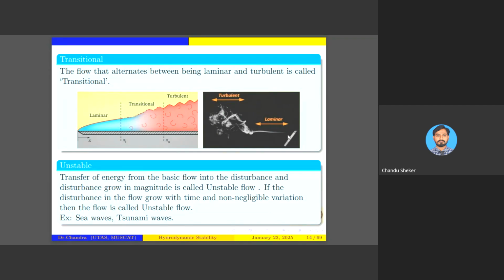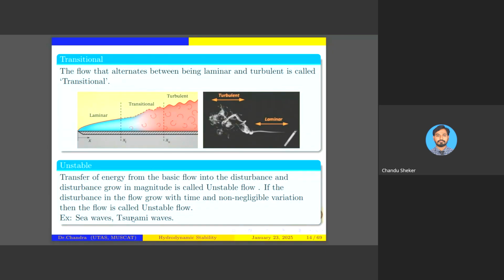Now we can take an example here. The smoke which comes from a cigar instantly goes in one direction only. So this is laminar, and after some time it will split into different directions. So from the laminar to the turbulent, the flow in between these two is called transitional. Okay. Now unstable. What is unstable? In unstable flow, energy transfers from the basic flow into the disturbance, and the disturbance will grow in magnitude. It is called unstable. It will not decrease.